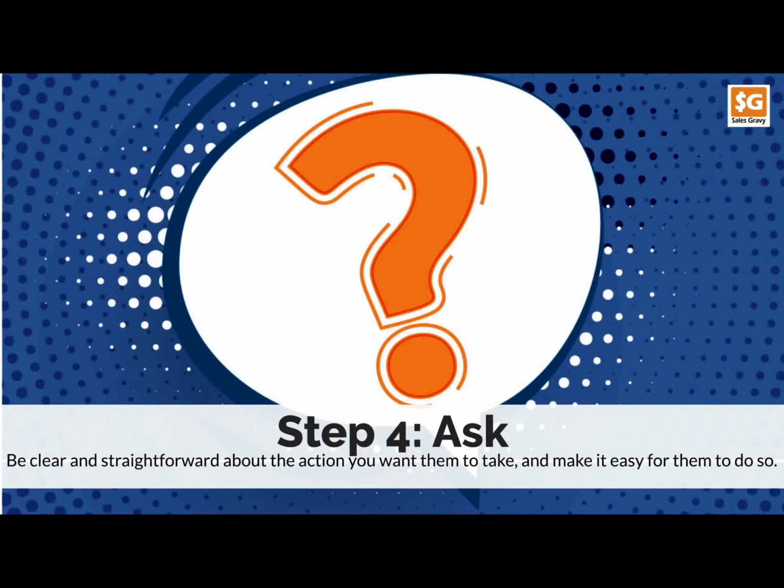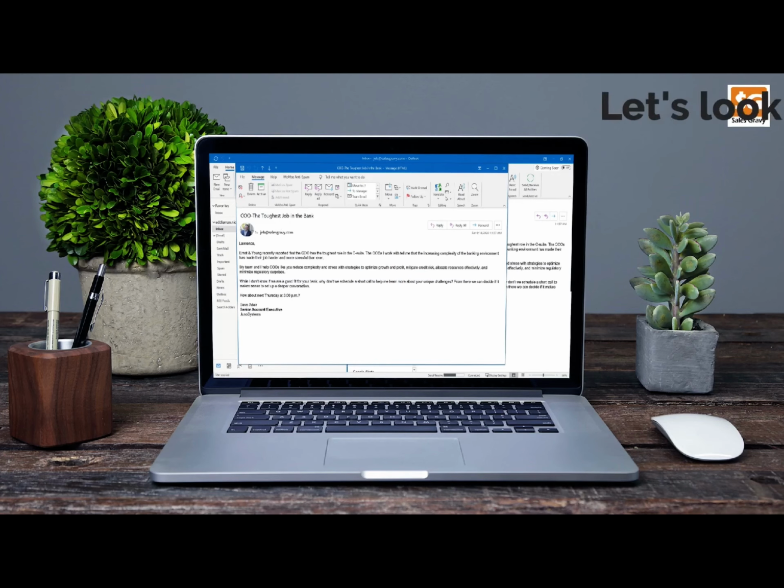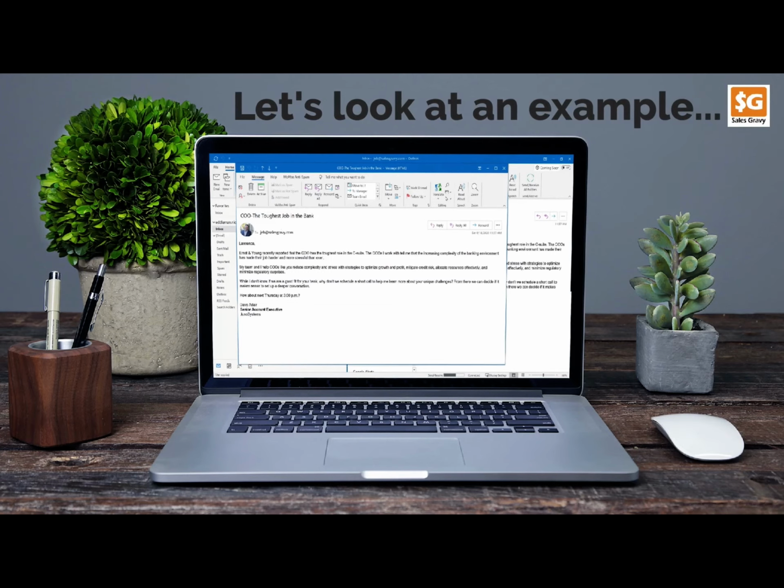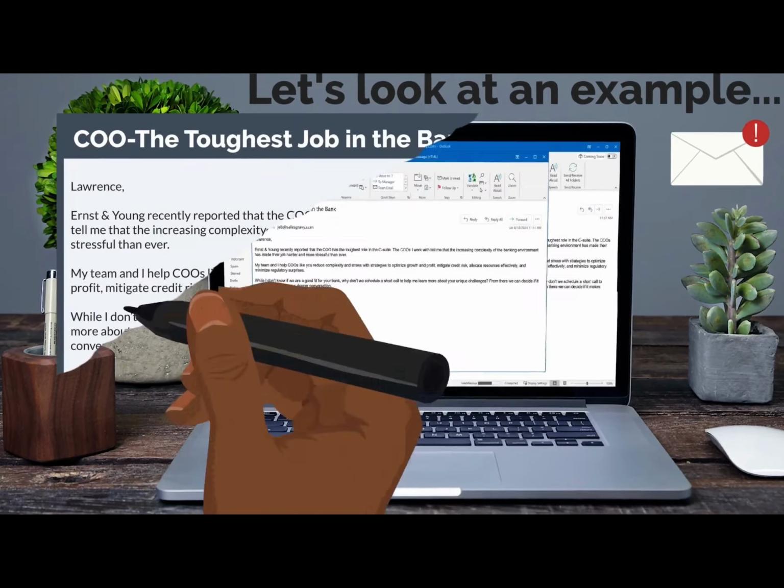The 4th and final step is ask. Be clear and straightforward about the action you want them to take, and make it easy for them to do so. Here is an example of an email to a COO of a bank. It leverages the 4-step framework.